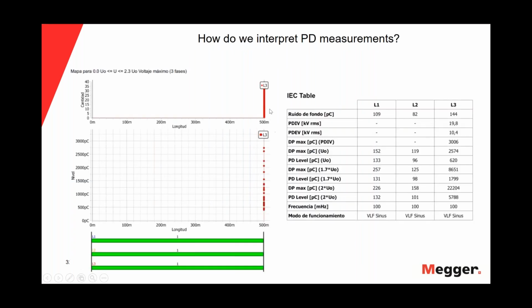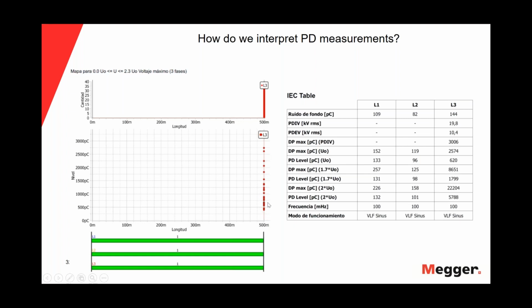And also it's very important, the location of the PD activity. If you see, we didn't have PD activity in the phase L1 and L2, for the reason that we don't have any dots, blue and orange dots, in the graphic. But in the phase L3, you can see that we get a lot of partial discharge at the end of the cable. The cable was 500 meters, so you can see very clearly in this graphic that the problem was with the phase L3 and the problem was at the end.